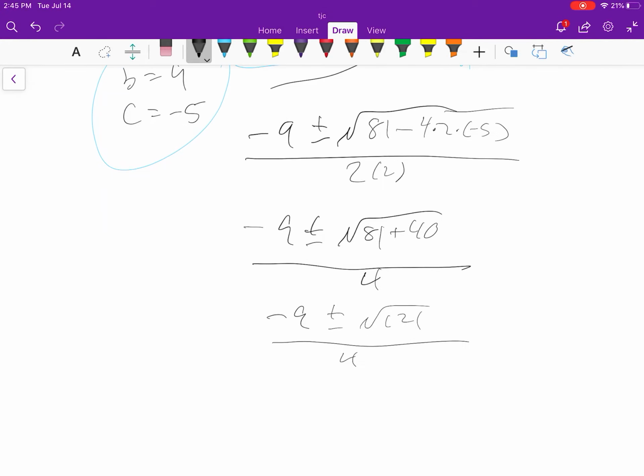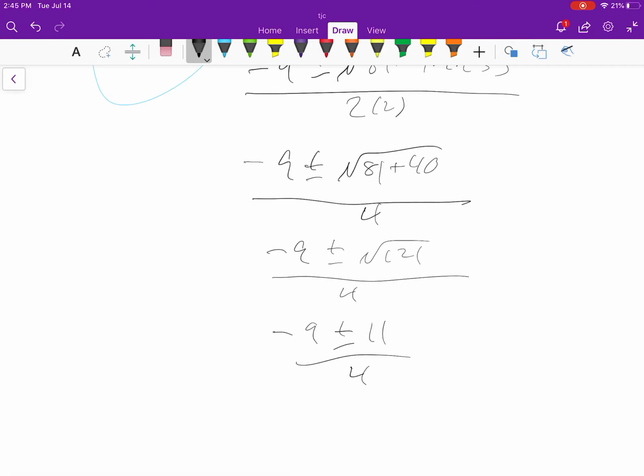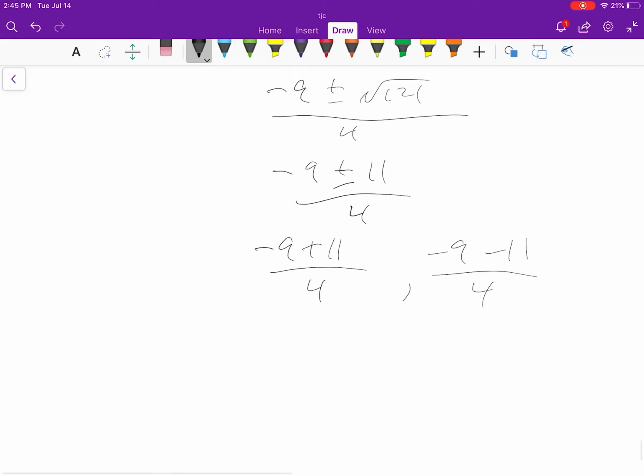Okay, now at this point, can we take the square root of 121? We can. It's indeed a square. 121 square rooted is 11. So then we can go plus or minus 11 over 4. And now is when we break it into two parts. So you're going to have negative 9 plus 11 over 4, and negative 9 minus 11 over 4.